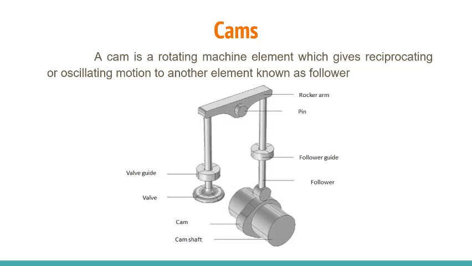A cam is a rotating machine which consists of some valve guides, valves, cam and camshaft that moves a follower, and the follower may have a guide and pin and a rocker arm. The cam is a rotating element which produces a reciprocating or an oscillating motion to another component called follower. This is the purpose of cam.